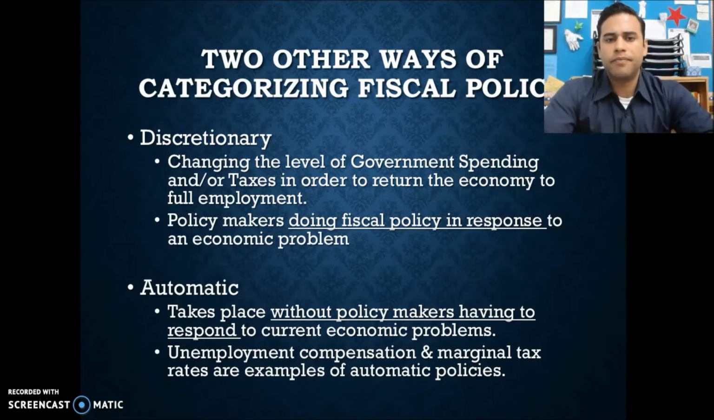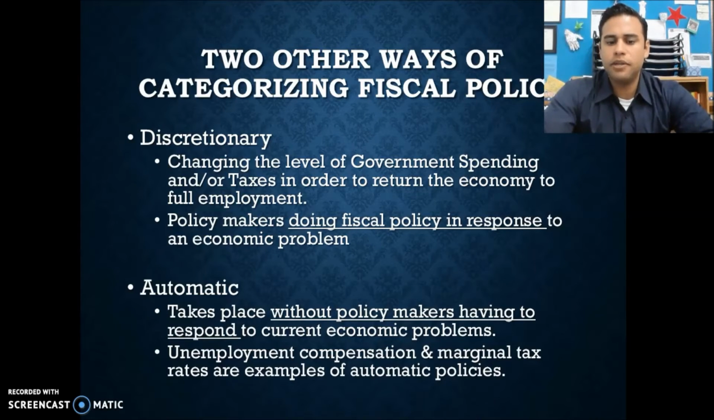Let's look at unemployment. How is unemployment compensation an automatic fiscal policy? Well, one, it's a law that was signed onto the books, and so it's a policy, and so it is a fiscal policy. But how does it actually counter the business cycle? What happens whenever there's a recession? There's high unemployment, right? If people lose their jobs, they are unable to consume, right? So consumption spending goes down when people lose their jobs.